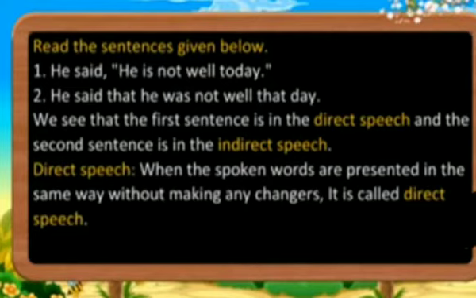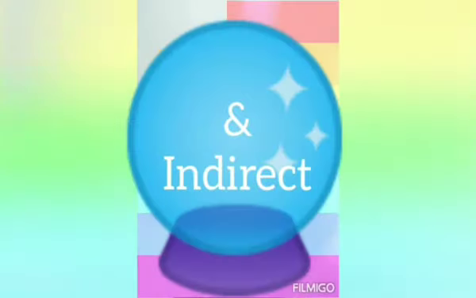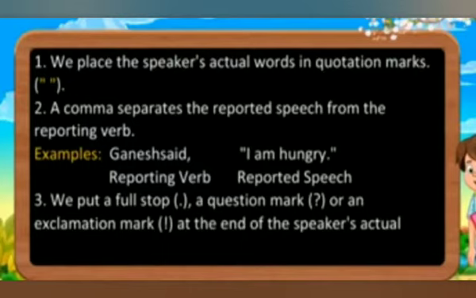When the speaker's words are presented in the same way without making any change, then it is called direct speech. Now let's see some rules. Number 1, we place the speaker's words in quotation marks. Number 2, a comma separates the reported speech from the reporting verb. For example, Ganesh said, then we will place a comma and the speaker's words will be written in inverted commas.